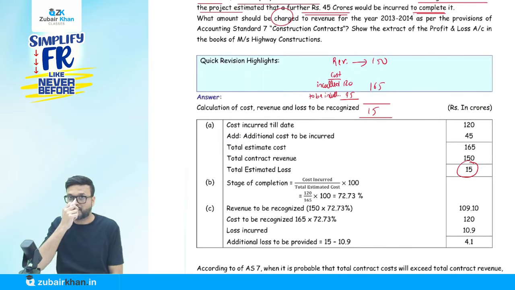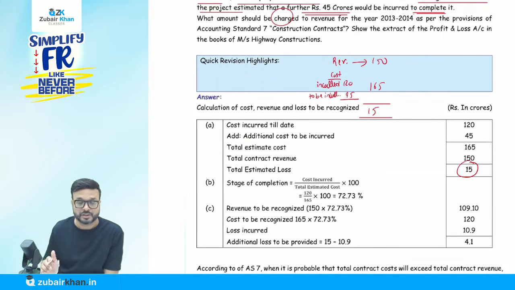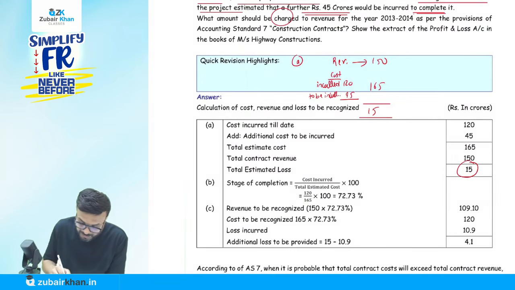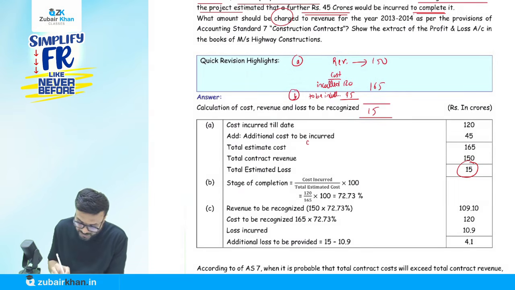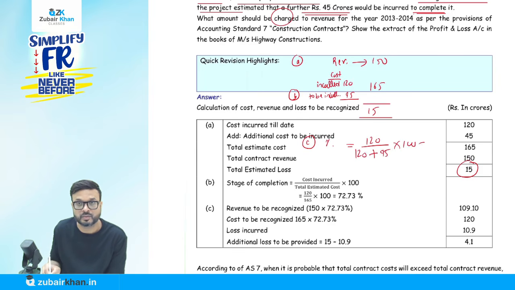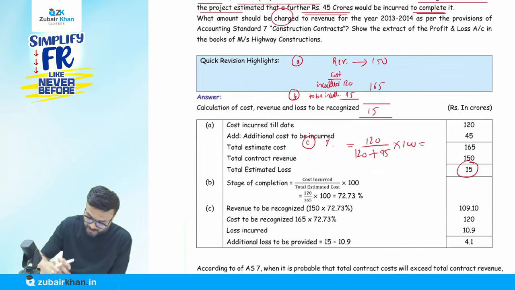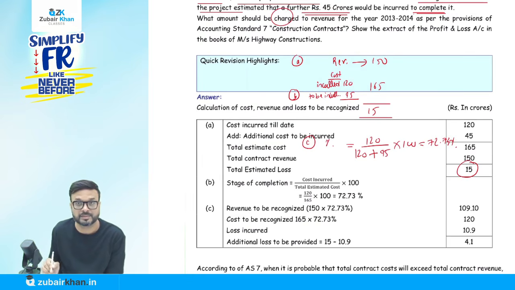But how to recognize that? First, we have calculated how much is the total loss. Revenue is already given there. This is point number A, point number B, the total loss we have. Now point number C, we'll calculate the percentage of completion. Cost incurred till date is 120. Total cost is 120 plus further cost 45, so 120 divided by 165 multiplied by 100. That is coming 72.73%. This much work has been completed.